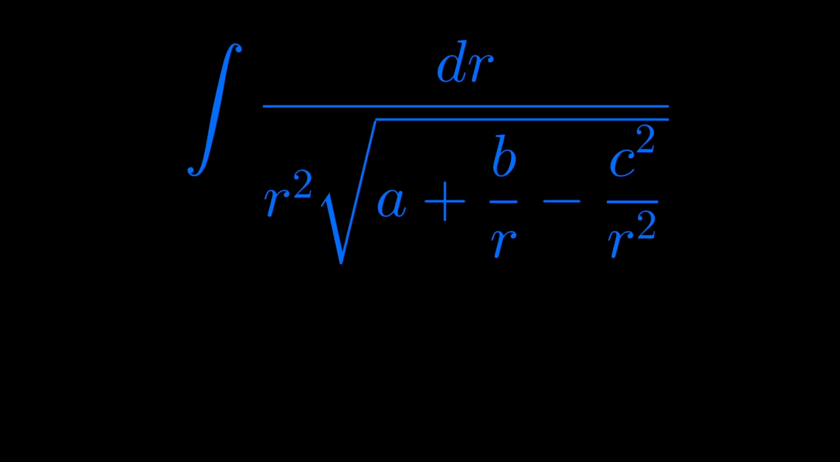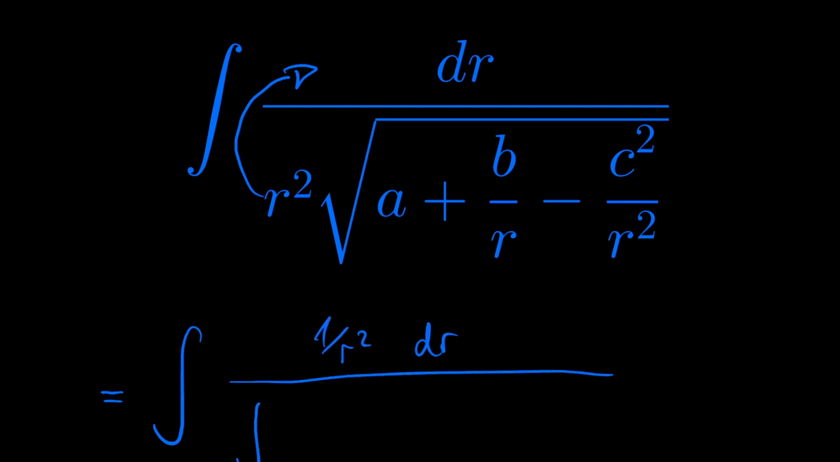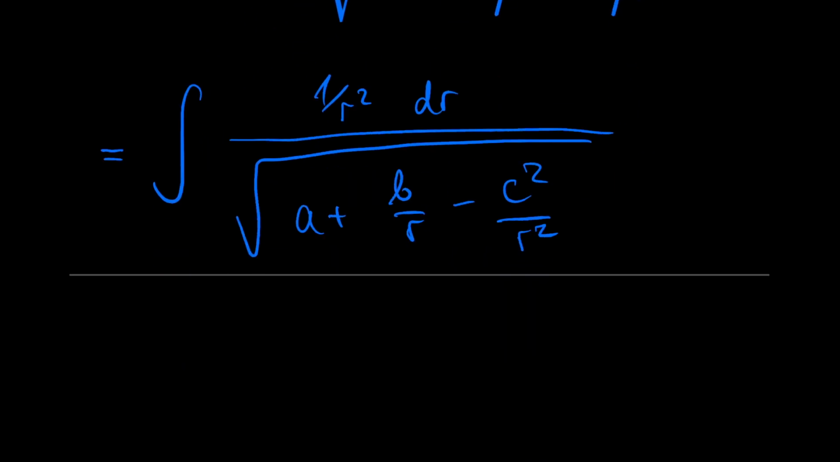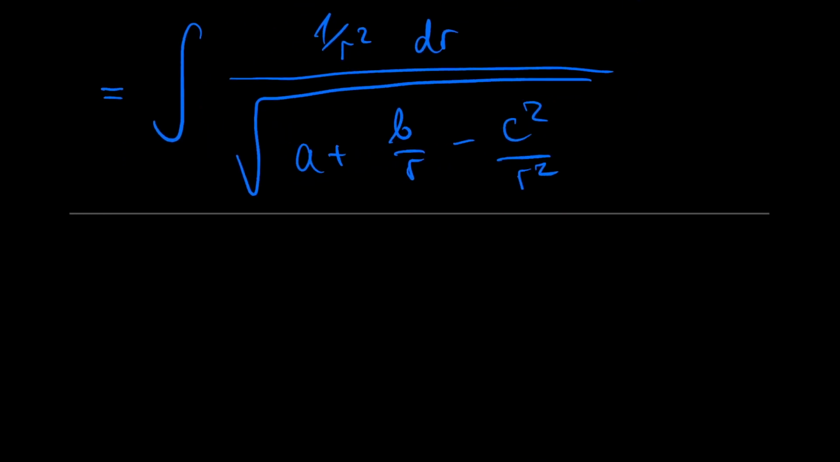So first thing I would do here is I would put the r squared into the numerator of the integrand. So it would be like 1 over r squared dr divided by the square root of a plus b over r minus c squared over r squared. And then I would already start to perform the first substitution. So let's say our substitution will be psi is equal to 1 over r.